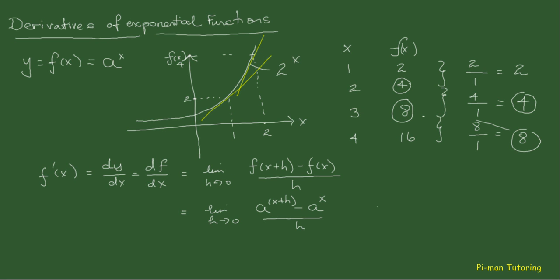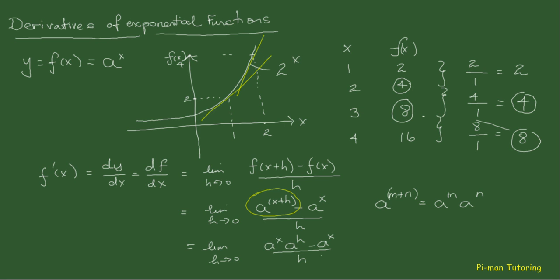Now what can we do? We can use our exponent rules. Remember that a to the m plus n is the same as a to the m, a to the n. So we can break this first term into the product of two exponents, and that'll be useful. That gives us the limit as h tends to 0 of a to the x, a to the h minus a to the x over h.